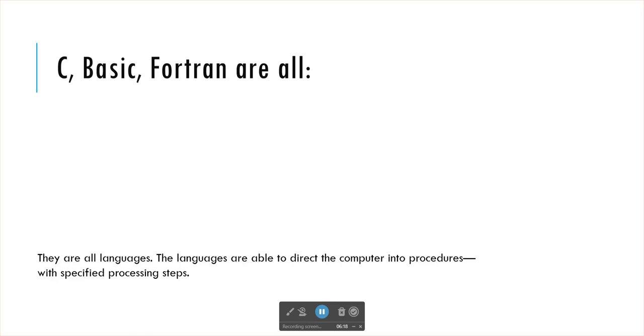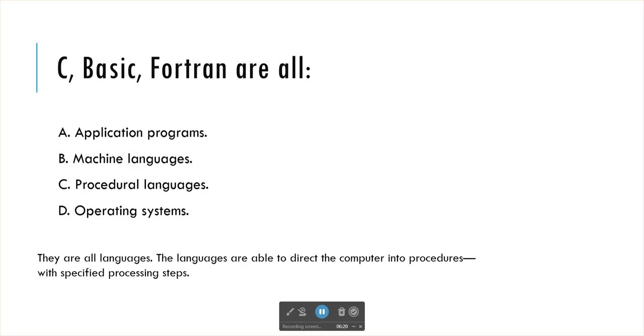So all of these that are going to be listed here in the discussion here, C, Basic, and Fortran are all basic programs which give you the procedures. So we are going to call those procedural languages.